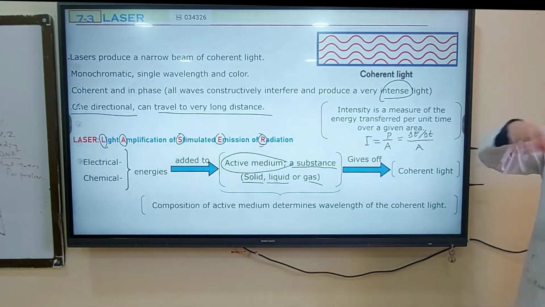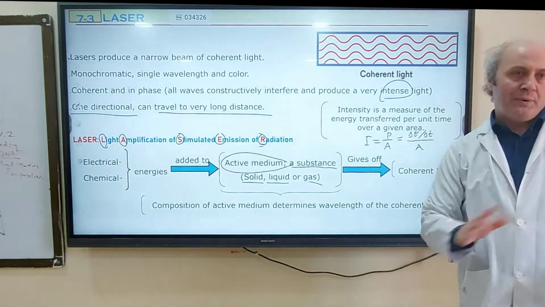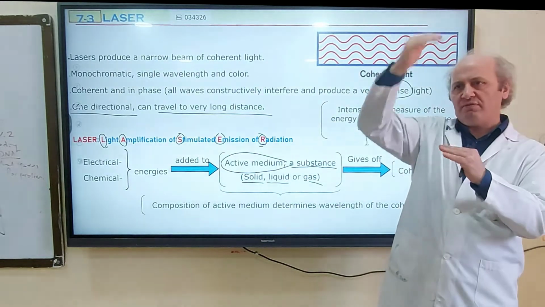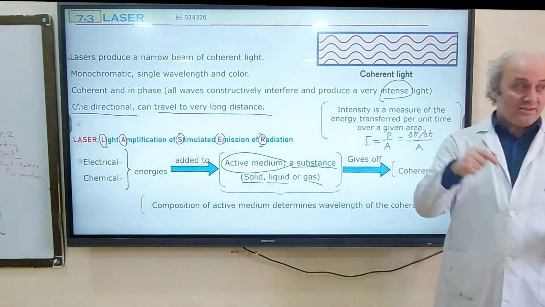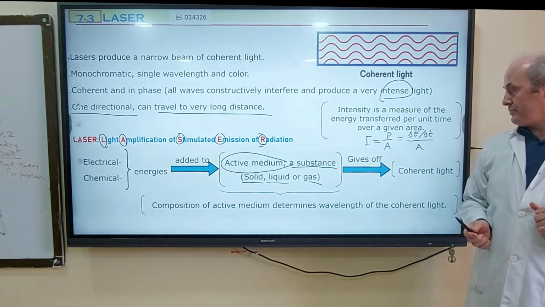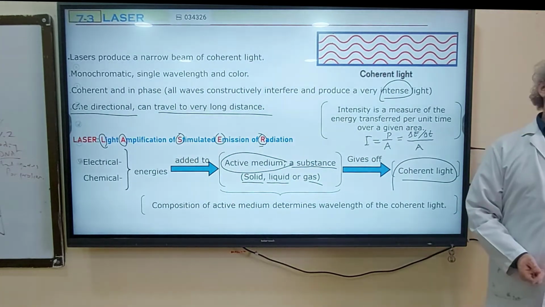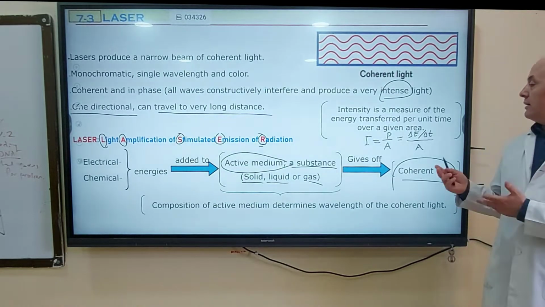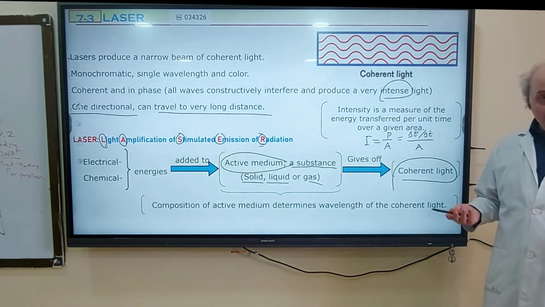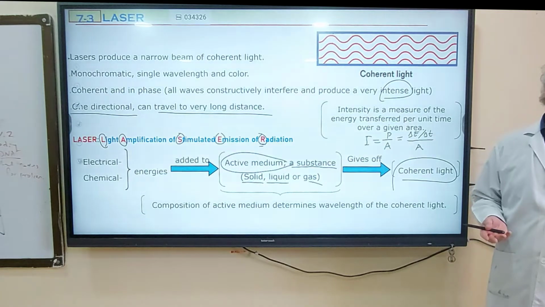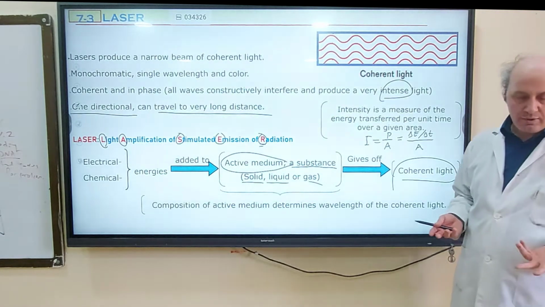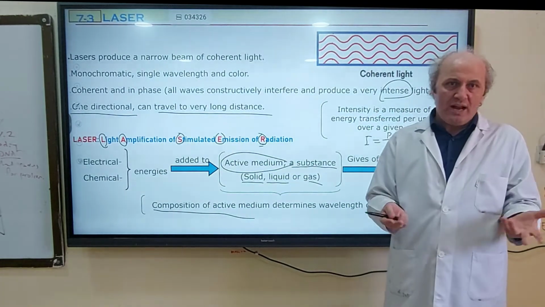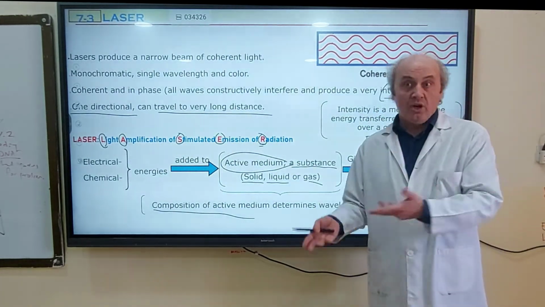If they emit this light on their own, it's spontaneous emission. Every different wavelength is possible from different transitions. But in a laser, it's not going to be this way. We will get coherent light: not only coherent, but one wavelength, one direction, in phase, and we need identical photons in lasers.